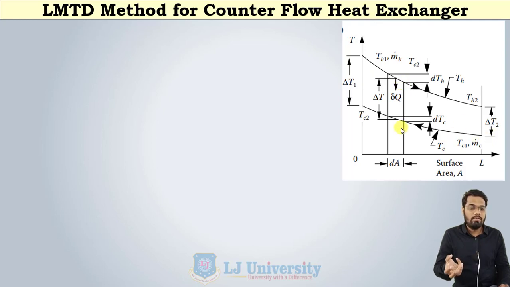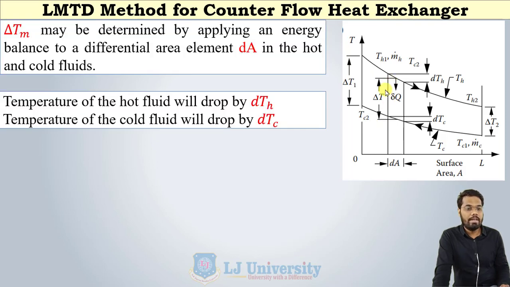So that from TC1 to TC2, the temperature of the cold fluid is increased. Again, taking small elementary area dA, the temperature difference at this elementary area is taken as delta T. Suppose if we are going from left to right side, here you can see the temperature of both fluids, hot fluid and cold fluid, is going to decrease from left to right side.